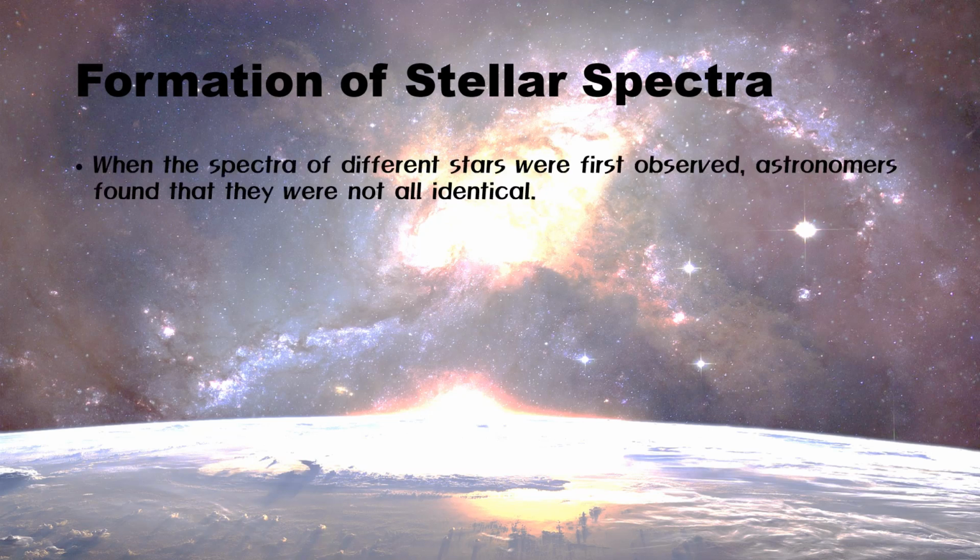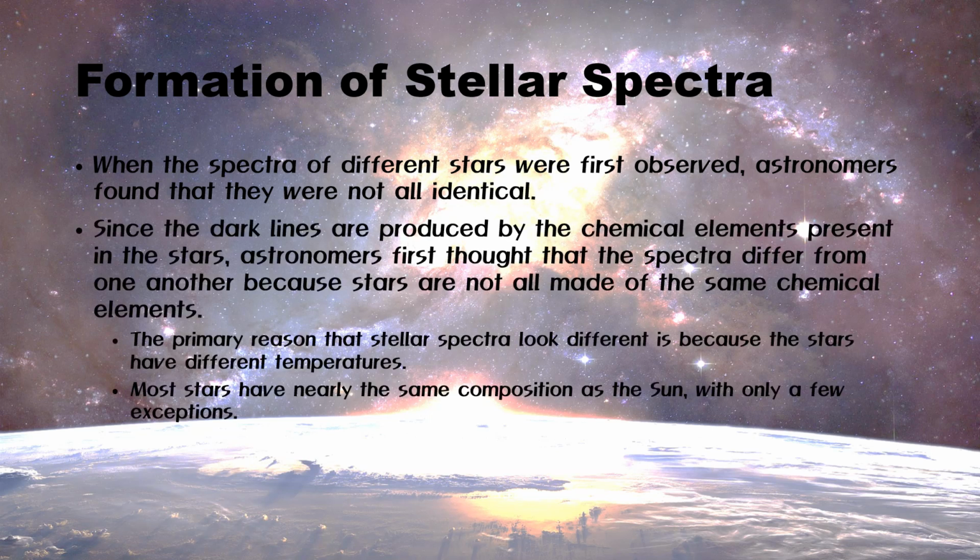When the spectra of different stars were first observed, besides our own sun, astronomers found that they were not all identical. Since the dark lines are produced by the chemical elements present in the stars, astronomers first thought that the spectra differ from one another because stars are not all made of the same chemical elements. But the primary reason the stellar spectra look different is because the stars actually have different temperatures. Most stars have nearly the same composition as our sun, with only a few exceptions.